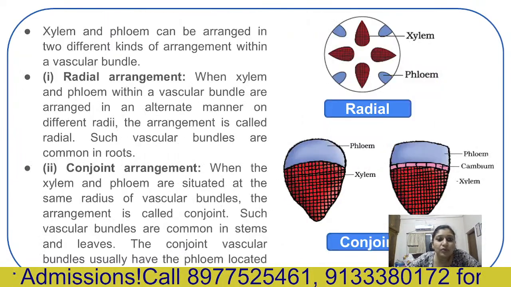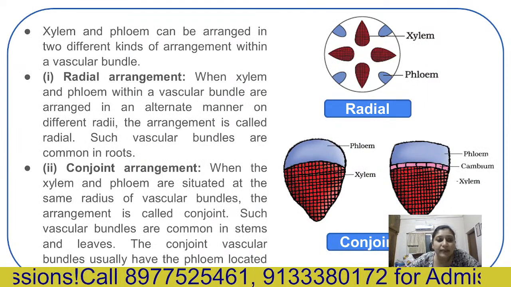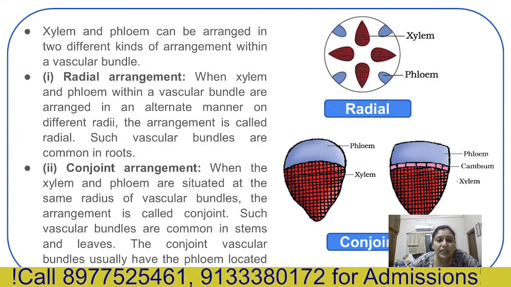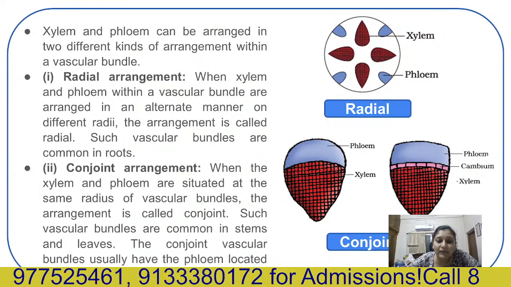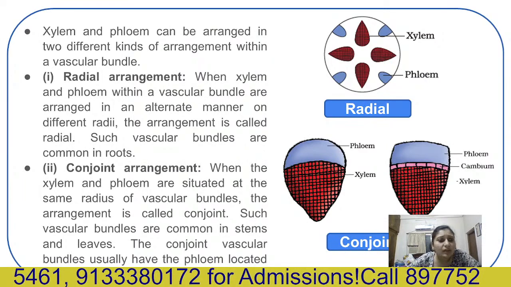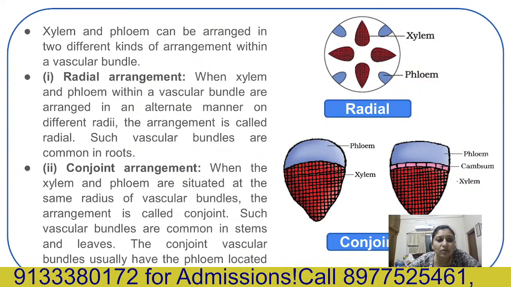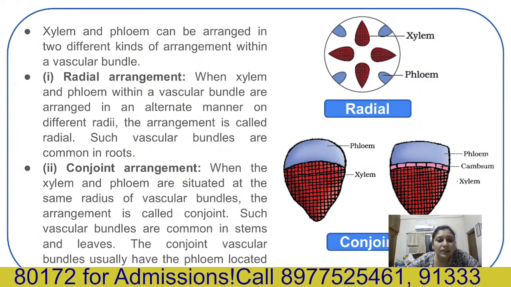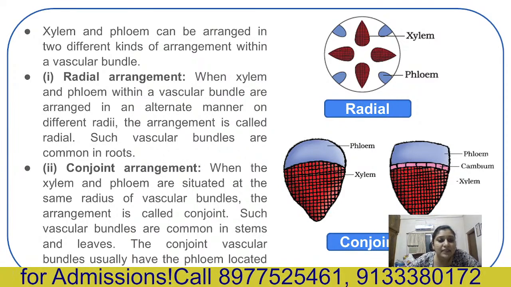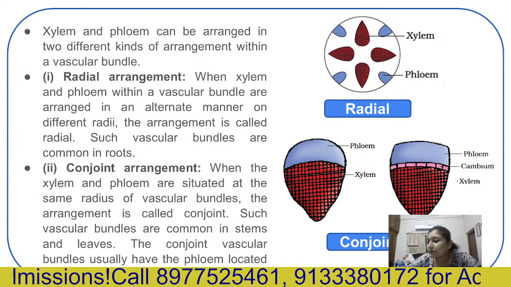So, xylem and phloem arrangement. There are two types of arrangements. Radial arrangement is when xylem and phloem within a vascular bundle are arranged in an alternate manner on different radii. The arrangement is called radial, and such vascular bundles are common in roots.